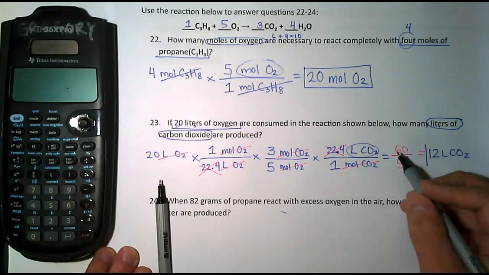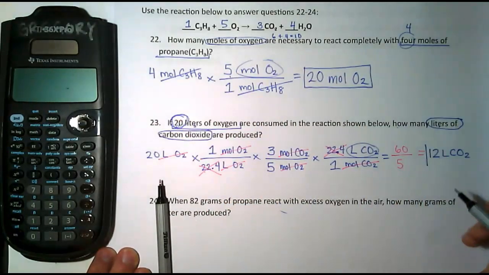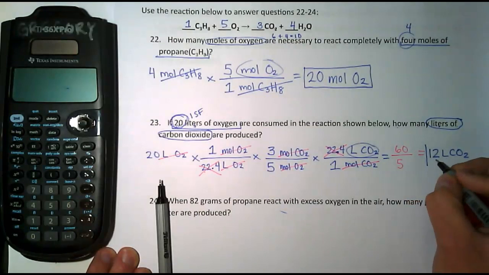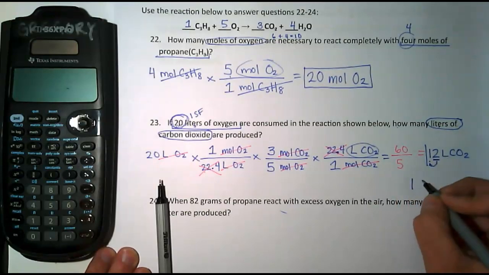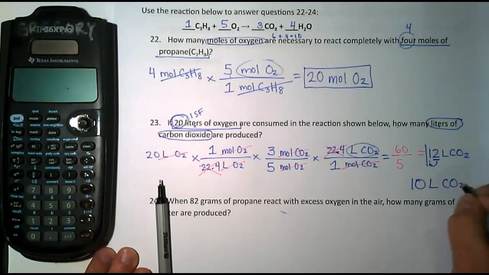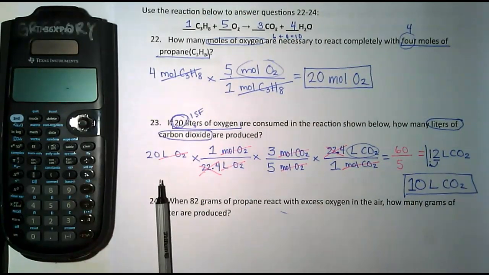And actually, this is not correct significant figures because it gave us 20 liters of oxygen. That only has one significant figure, so we need to round this. So 12, one significant figure, 12 would round down to 1. So our final answer should be 1, fill in the place with 0 liters of CO2. So that's our correct rounded answer. 10 liters of CO2.